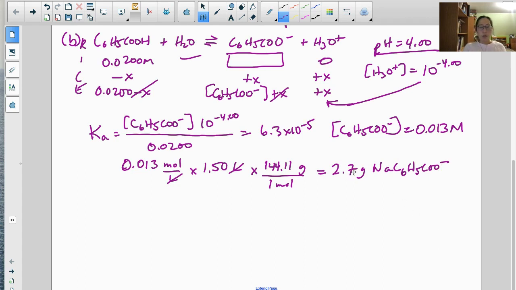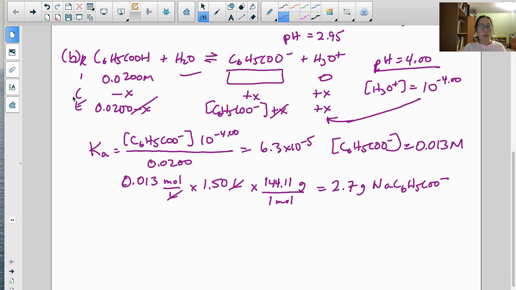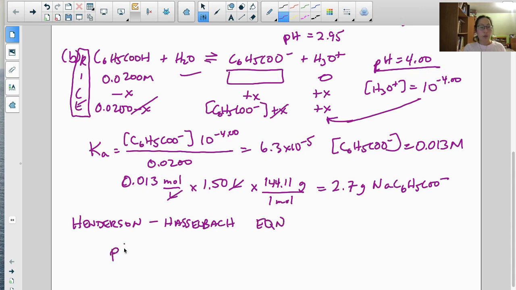Okay, so there we go. That's how you would use RICE to solve part B. Now, instead of RICE, what if we use Henderson-Hasselbalch? It's a mouthful, so sometimes I just call this the HH equation. So our Henderson-Hasselbalch equation says that pH is equal to pKa plus the log of the base over the acid.